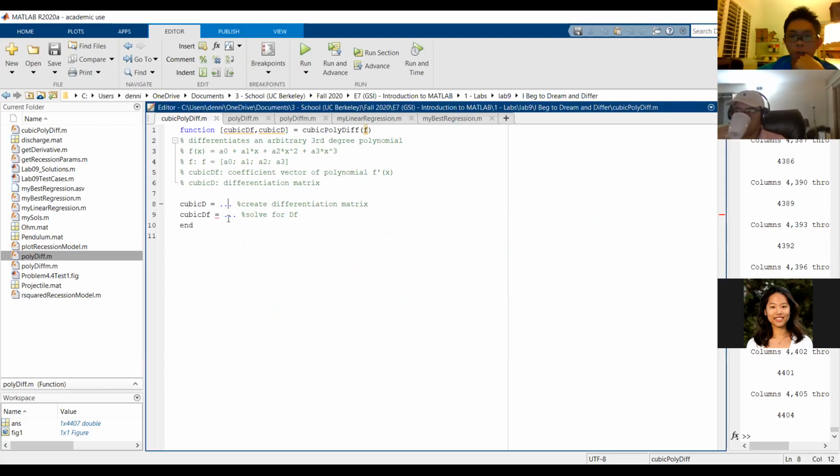So I just showed you how to do the differentiation matrix. And then solving for df, we can go over this later if people want, but I think this one is pretty straightforward. I'm going to polydiff now.